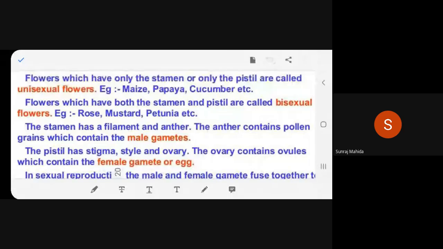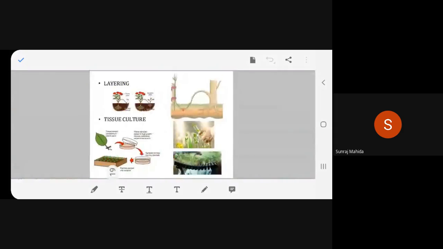Flowers which have both the stamen and pistil are called bisexual flowers. For example, rose, mustard, petunia. Now we will talk about flowers which have got both sexes, that is, stamen as well as pistil. Example: rose, mustard, and petunia is a flowering plant. Beautiful flowers you get.